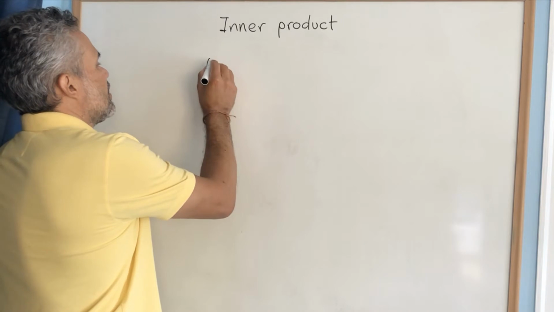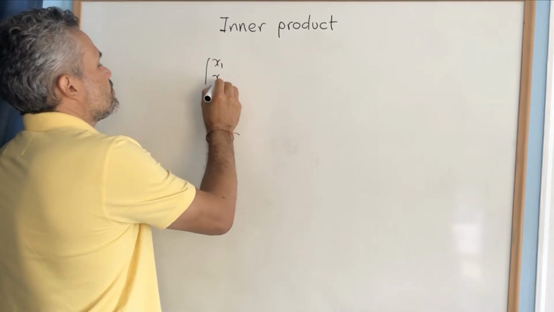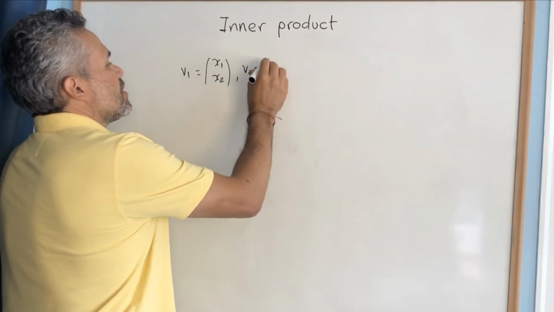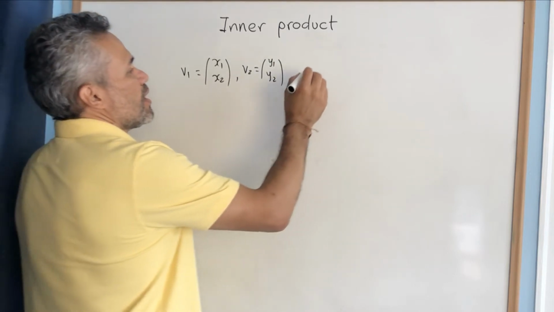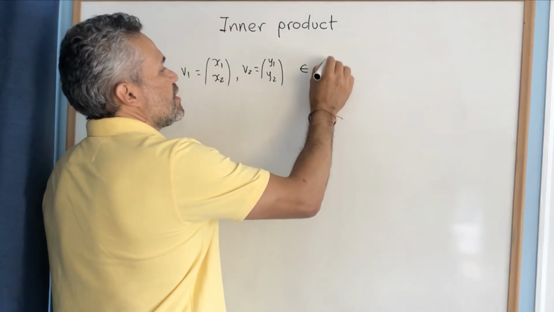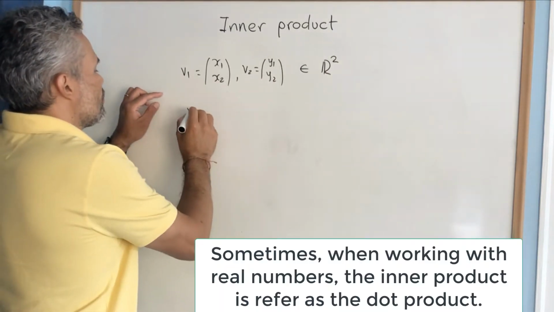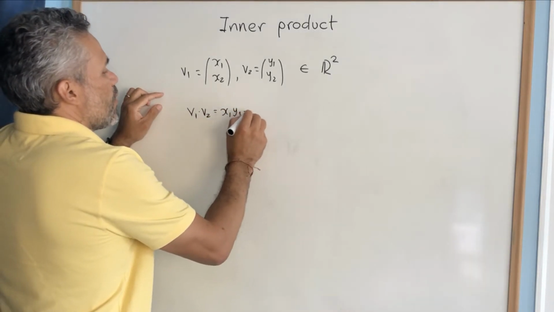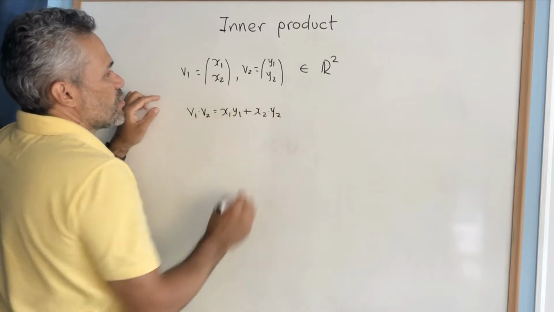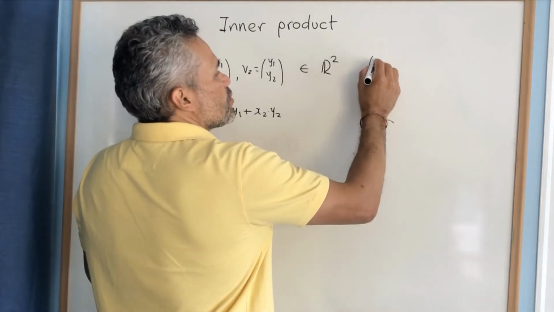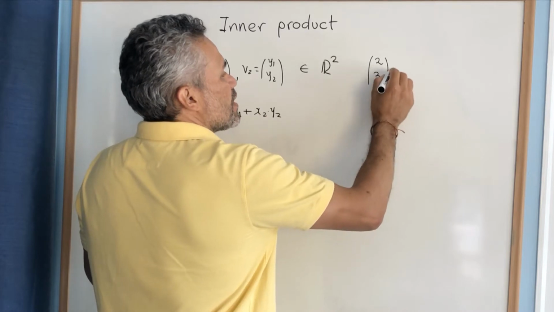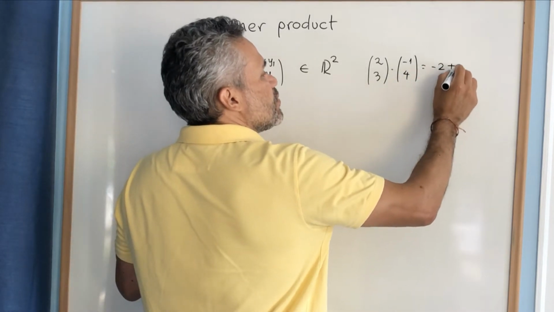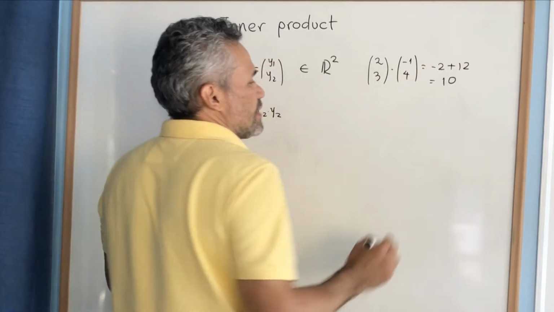Given two vectors in R2, say v equals (x1, x2) and w equals (y1, y2), we define the inner product of these two vectors as the number x1 y1 plus x2 y2. For example, the inner product of the vector (2, 3) with (-1, 4) is the number -2 plus 12, which is positive 10.